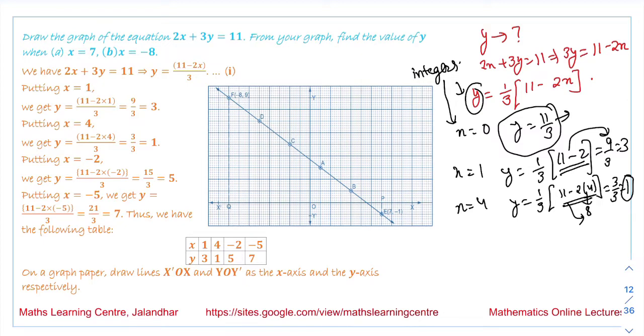For x is equal to 4, the value of y is 1. Suppose we put x is equal to 2, again we will get some fractional number over here, it will not be an integer.